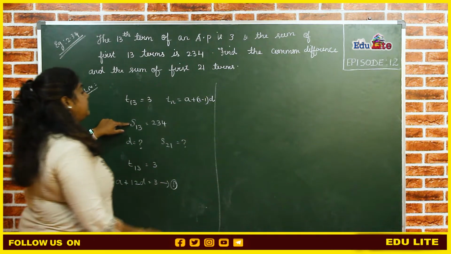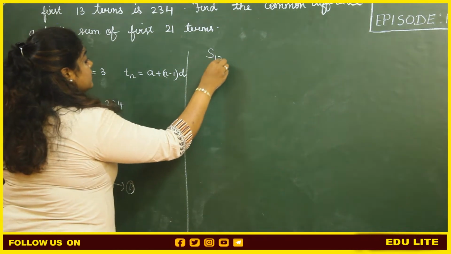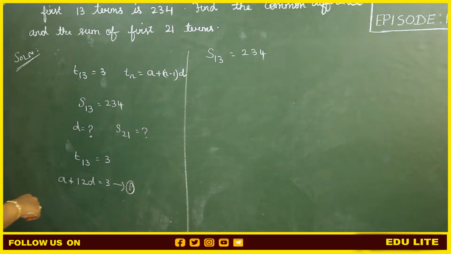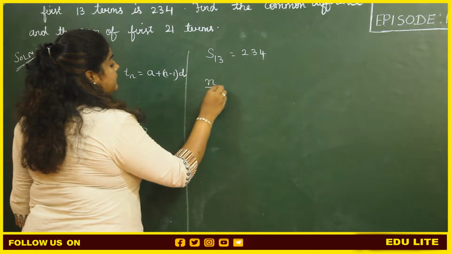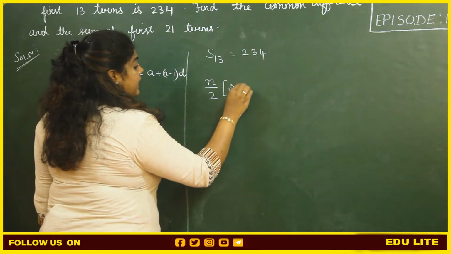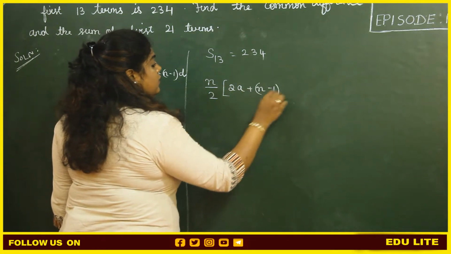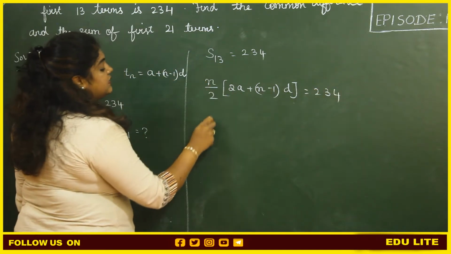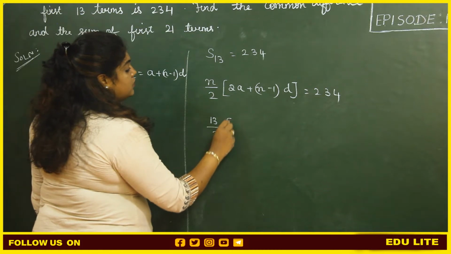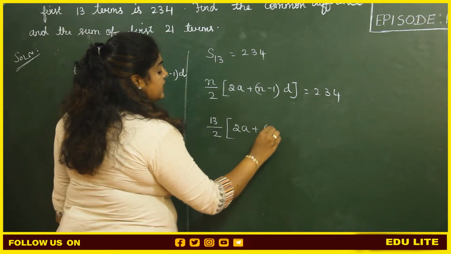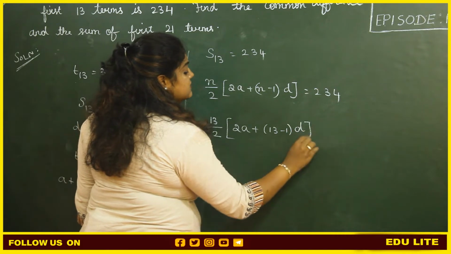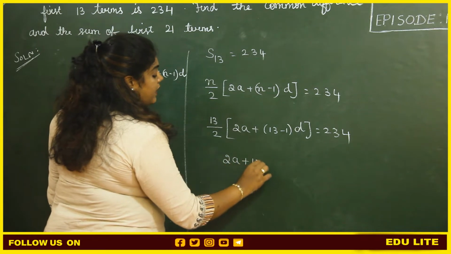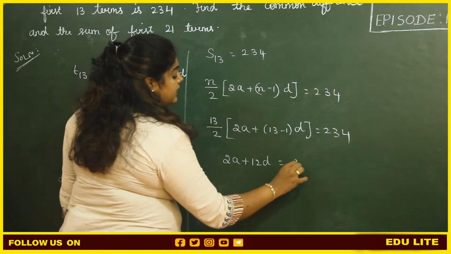Next we will use the hint S13 equals 234. S13 we can write using the formula n by 2 into (2A plus (n minus 1) into D), which equals 234, and the value of n is 13. Therefore, 13 by 2 into (2A plus (13 minus 1) into D) equals 234. That is, 2A plus 12D, since 13 minus 1 is 12.